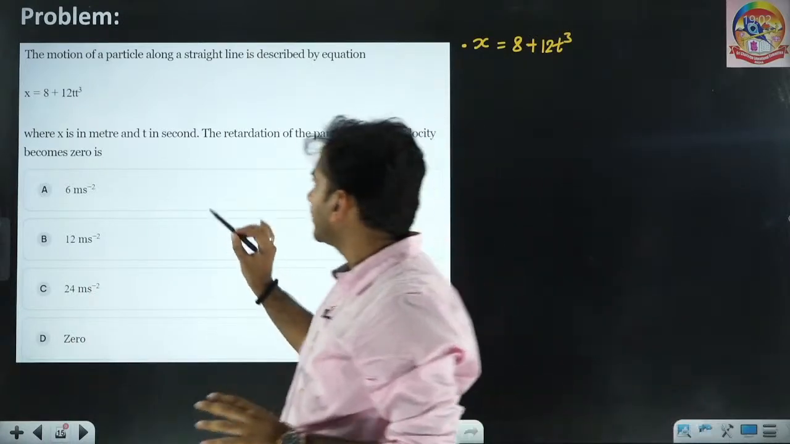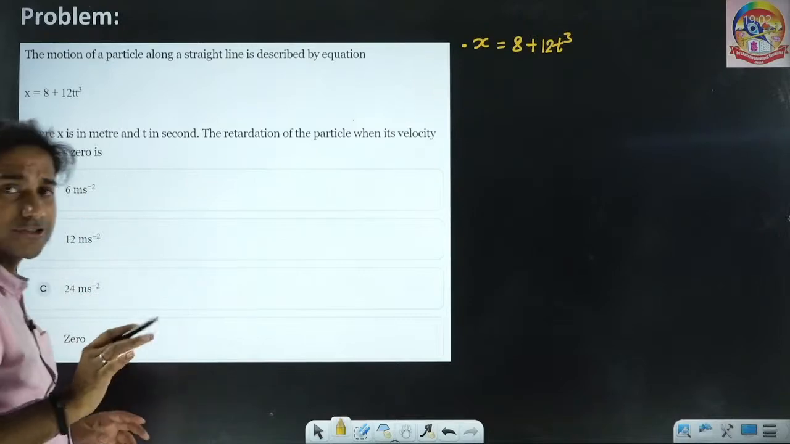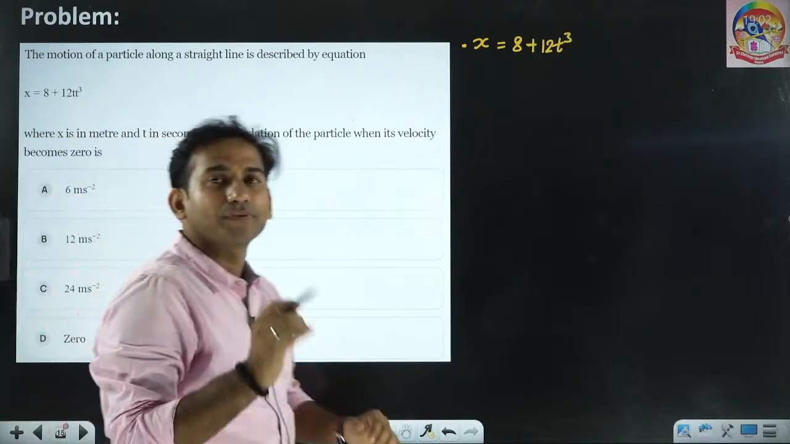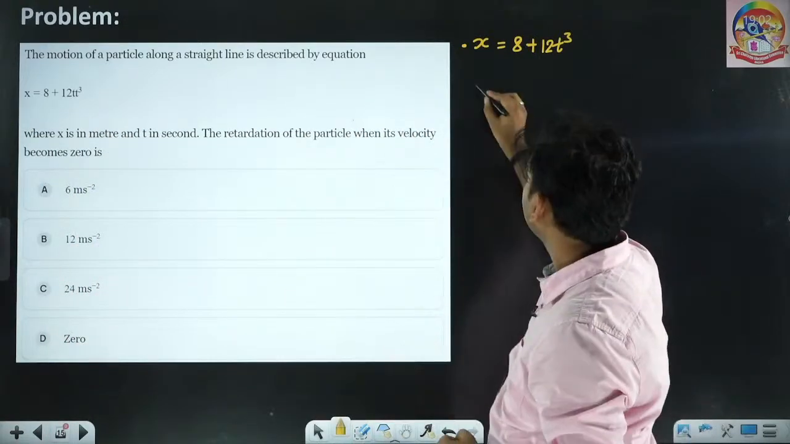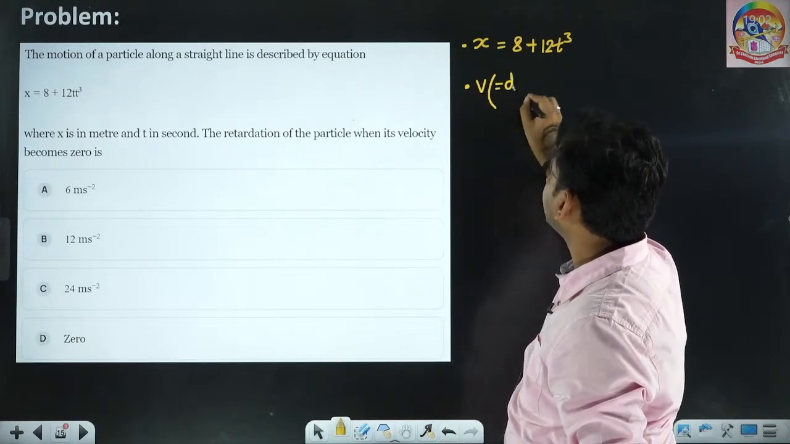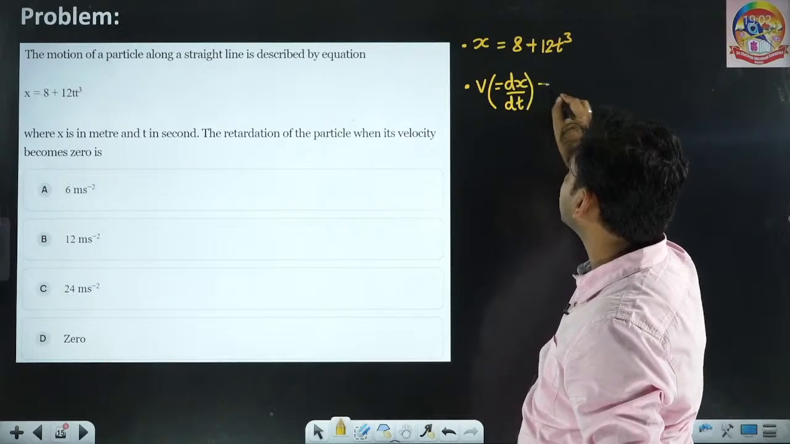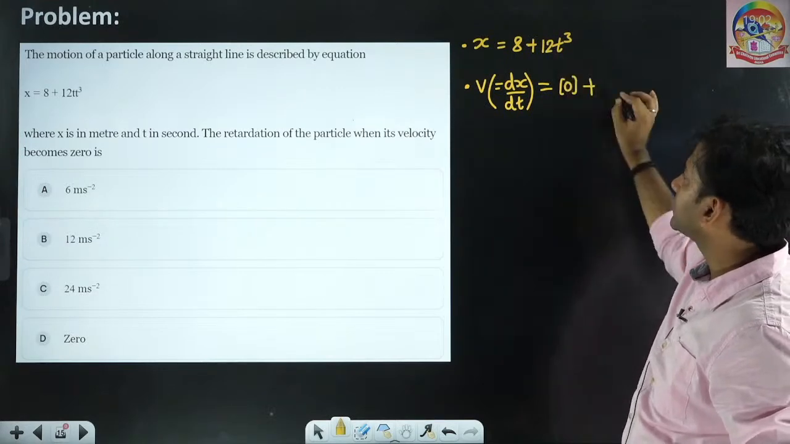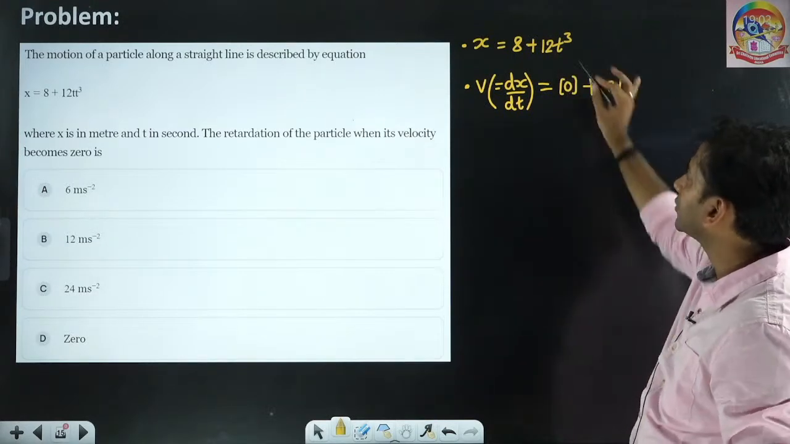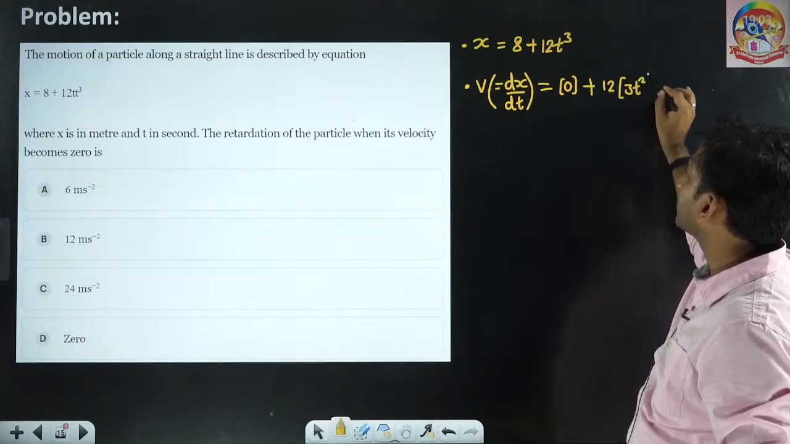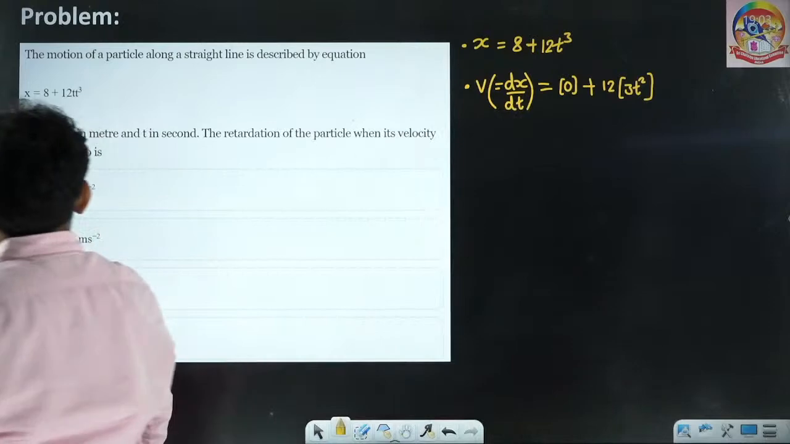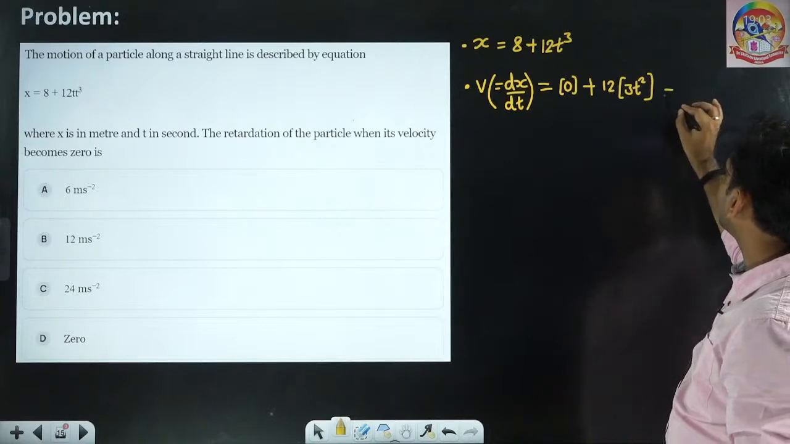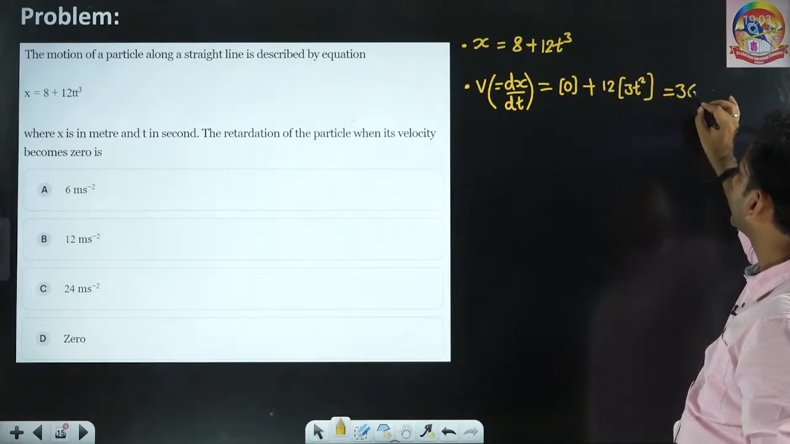Take what they are asking: the retardation of the particle. Retardation means negative acceleration or speeding down situation when its velocity becomes 0. So first of all, I'll find the velocity. That will come out to be dx by dt. Constant's derivative is 0. 8 is a constant. 12 is a coefficient that will stay out of differentiation. t cube's differentiation is 3t square. So that is equal to 12 times 3, 36 t square.